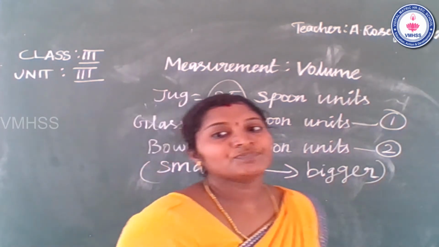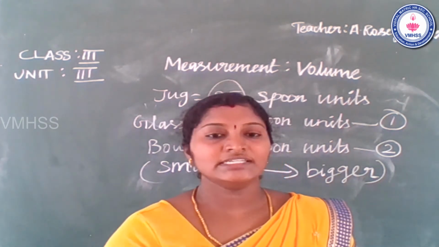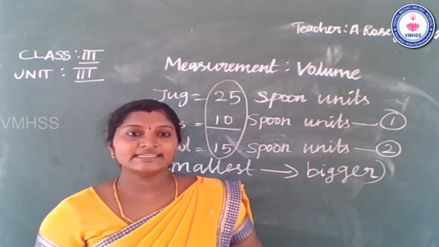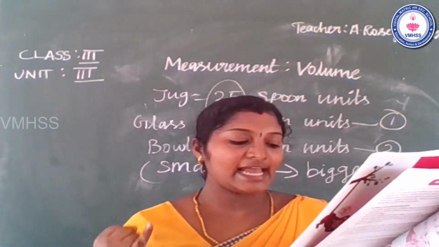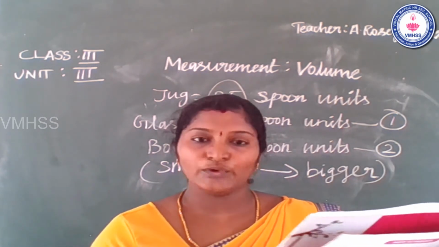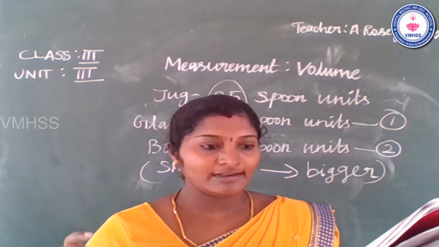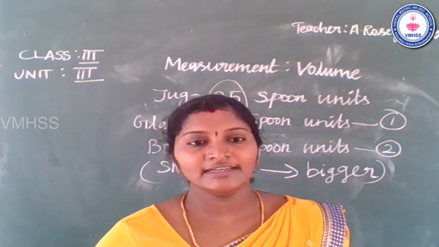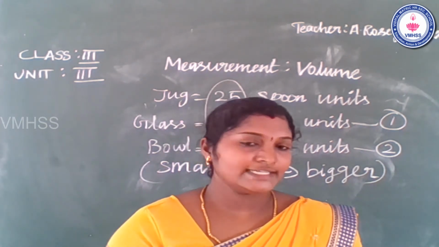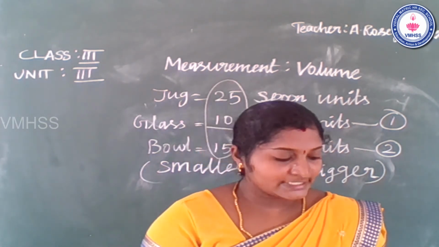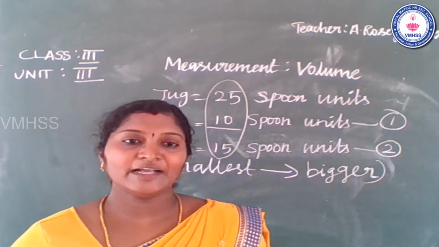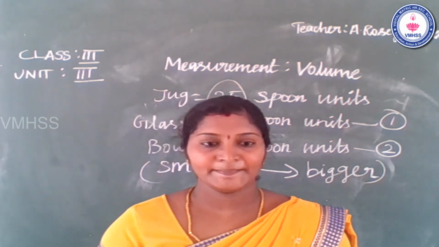Ascending order, students, please take page number 67. The first one is the glass, 10 spoon units, the second one bowl, 15 spoon units, and the third one jug, 25 spoon units. Write the correct answer. Next, page number 68. Students, please take page number 68.